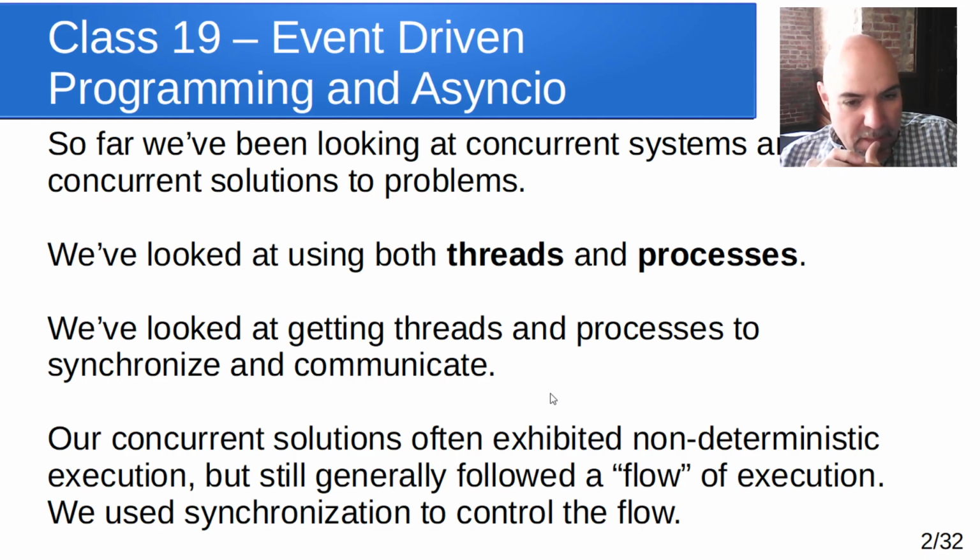And in our concurrent solutions using either threads or processes, there was non-deterministic behavior that showed up when we executed any of those concurrent solutions. But they still generally followed a flow of execution. In other words, this happens, and then this happens, and this happens. And maybe you have two threads doing that, where they're each doing things. And then we controlled that with synchronization. Lock here to stop the flow until this thing unlocks it, and then allow the flow to proceed.